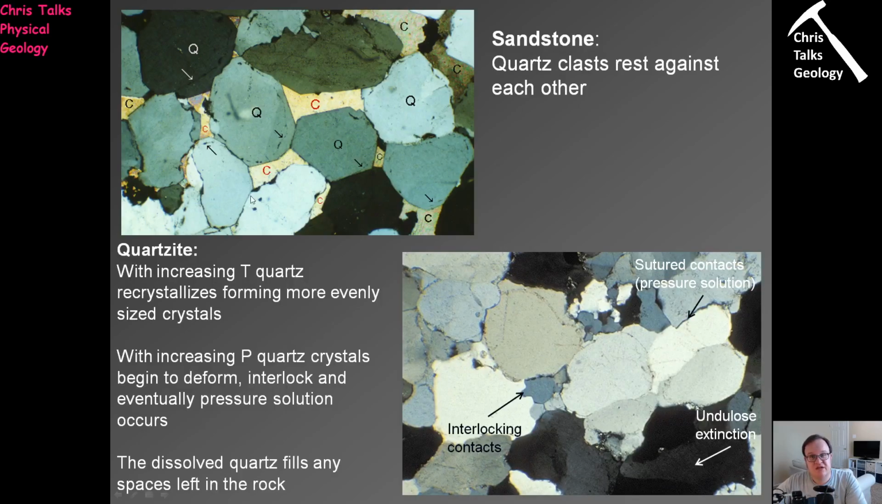So here's a couple of examples. Here's a nice picture of a sandstone. We can see we have all these nice quartz crystals. The gaps in between are obviously filled by the mineral calcite, as the cement sticking the quartz crystals together. And then we come to this situation.